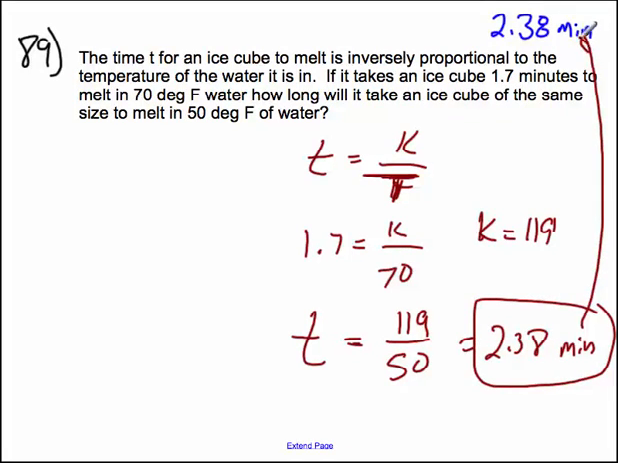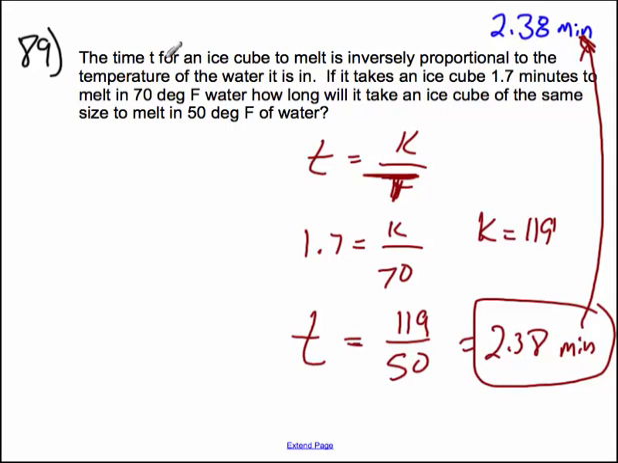And I like it because the answer key likes it. And so, are we done? We are done. 89.